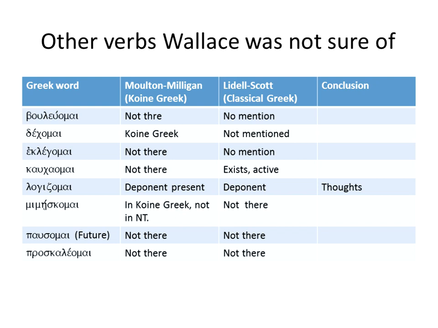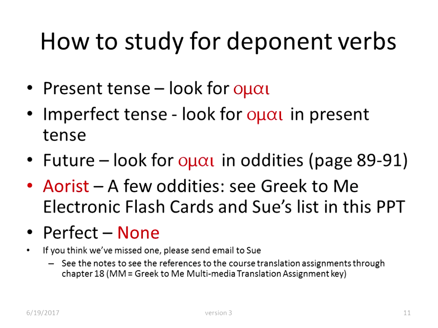In most of these, for example, it's not there in Moulton Milligan. The only one that you find in both is logizomai, which is thoughts, and that was noted in Wallace that it might be there. So again, we have dekomai, which is mentioned in Moulton Milligan's Koine Greek, but not in Liddell Scott, and so there's always a question. Now, let's go back to the rules.